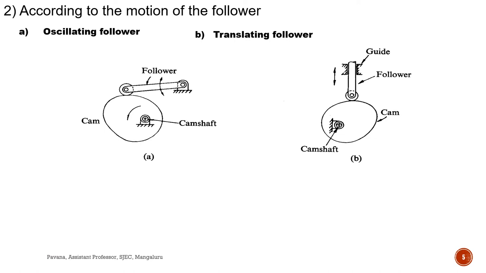So this is how the diagram looks. You can see here as the cam rotates, the follower can oscillate in its position. Second one is the translating follower, or we also call it a reciprocating follower.